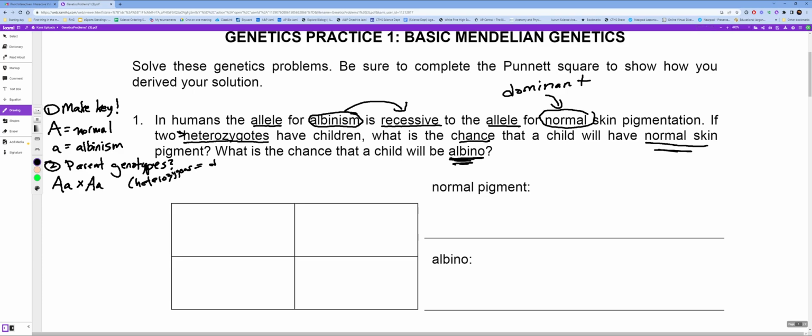Remember, heterozygous is different. Hetero means different, which means you have a different initial allele to the second allele. So big A, little a, big A, little a: dominant, recessive, dominant, recessive. These are the parent genotypes.